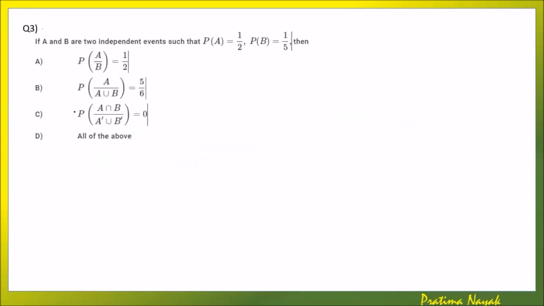Question number 3. A and B are two independent events. P(A) is equal to 1 by 2. P(B) is equal to 1 by 5. Then what is P(A given B)? What is P(A given B)? This is your P(A) only. So how much will it be? It will be half. So A is correct.